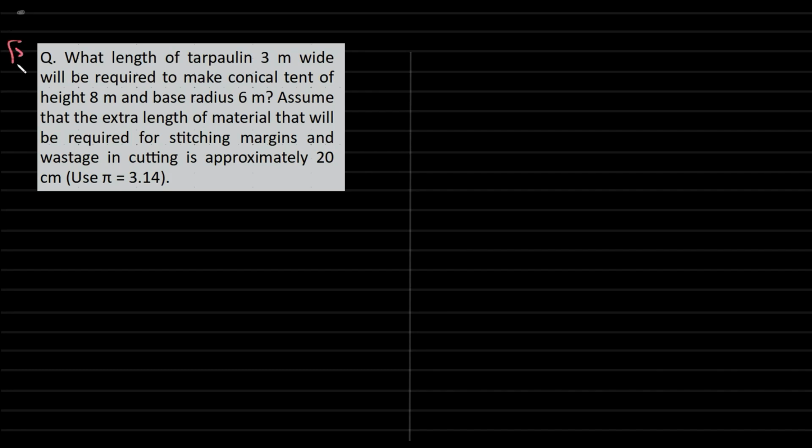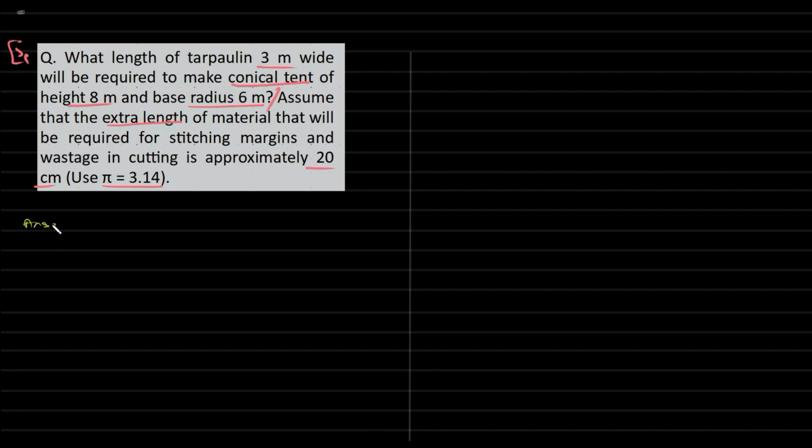What length of tarpaulin 3 meters wide will be required to make a conical tent of height 8 and base radius 6? So the radius has been given. Assuming the extra length of the material that will be required to stitch, margin and wastage in cutting is approximately 20 centimeters. We have to use the pi value to be 3.14.